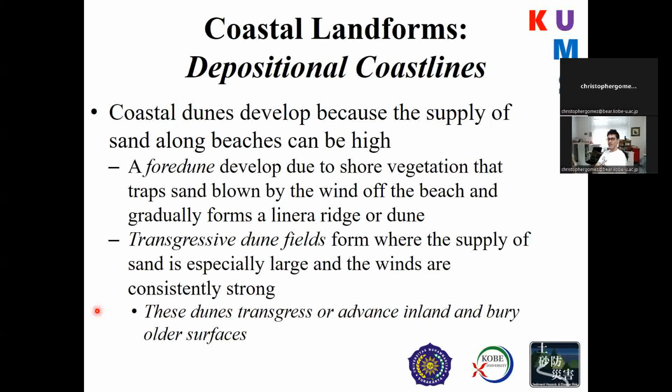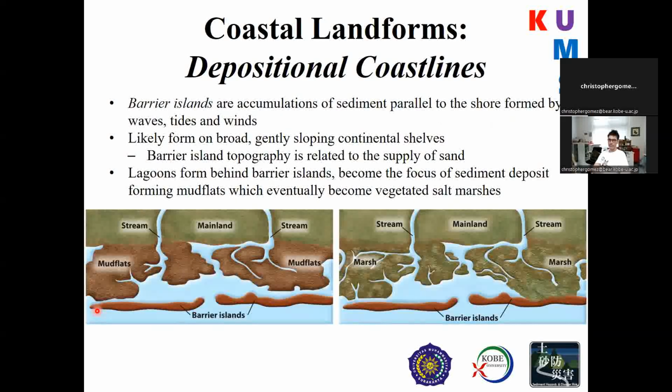Transgressive dune fields form when the supply of sand is especially large and the winds are constantly strong. These dunes transgress or advance inland and bury all the surfaces. Then the creation of barrier islands.